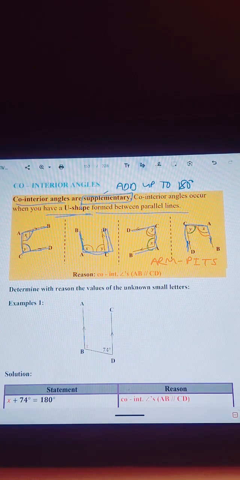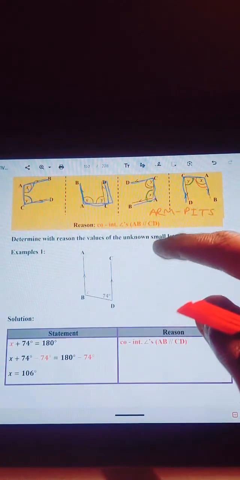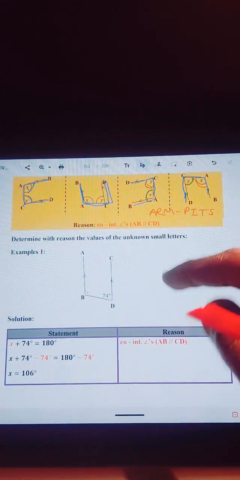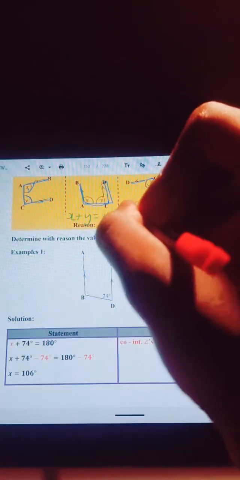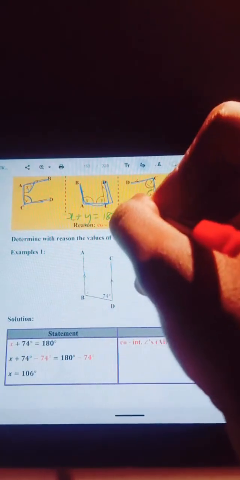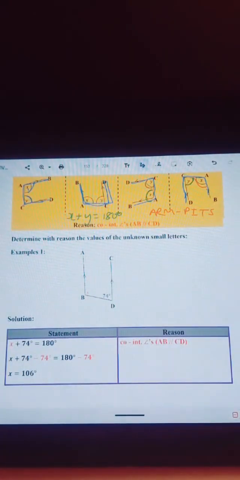So we say we add these together. We add them together, give us 180. So X plus Y is equal to 180. Co-interior angles are not equal. Co-interior angles are supplementary. X plus Y is equal to 180.